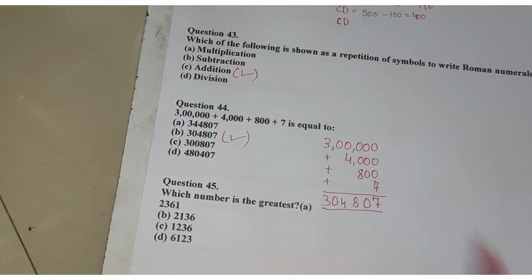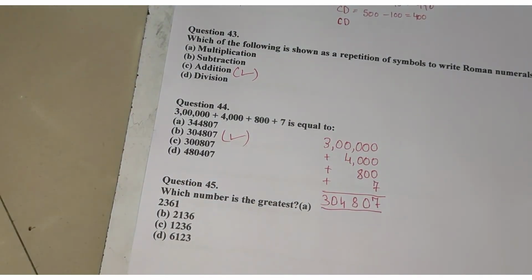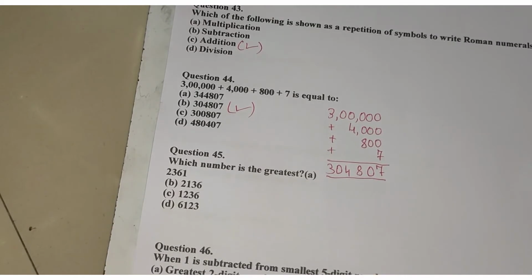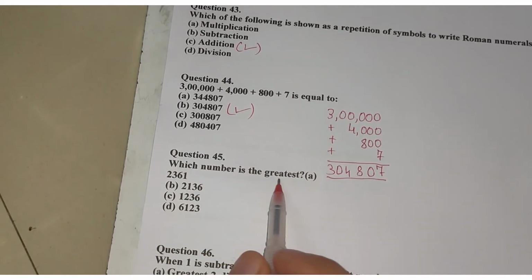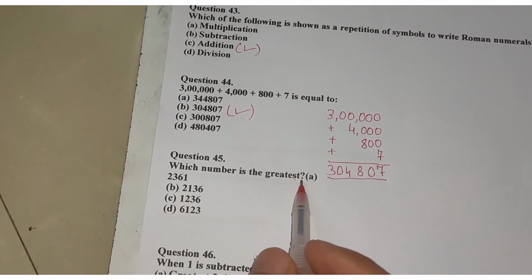So it will be 3,04,807. So option B will be the correct answer here. Let us quickly move to question number 45. Which number is the greatest?